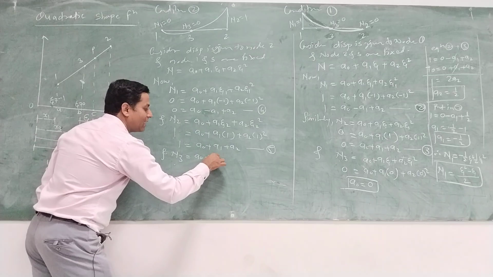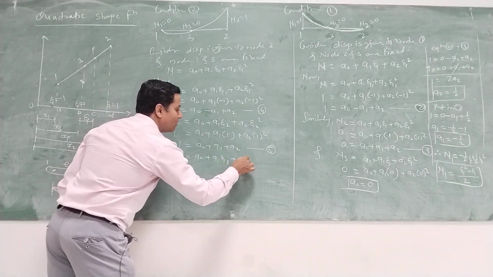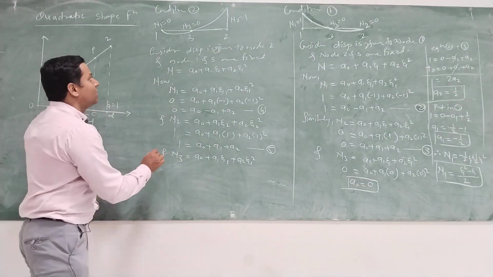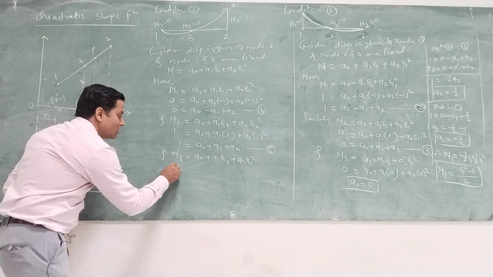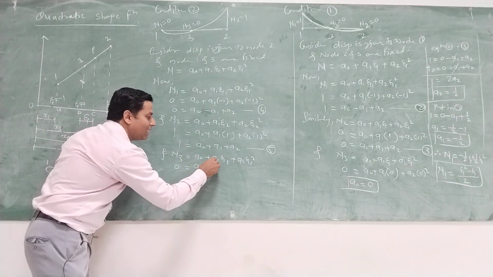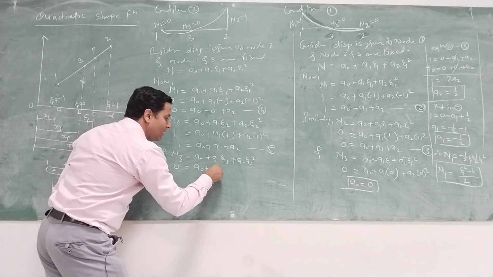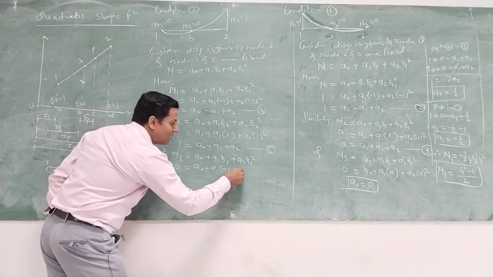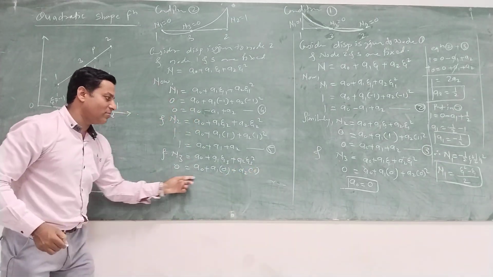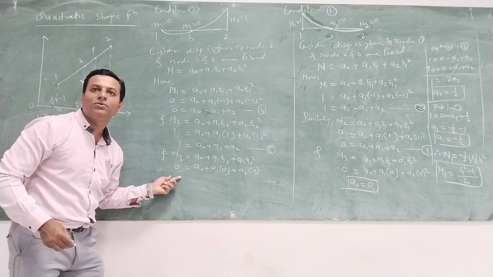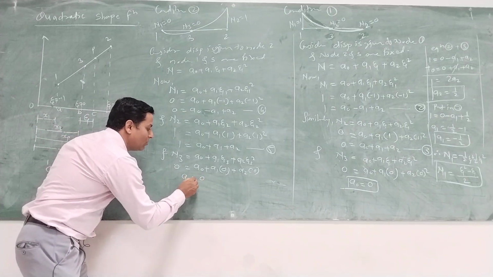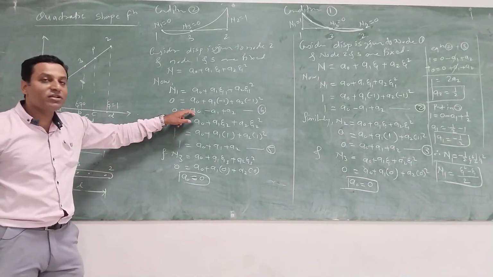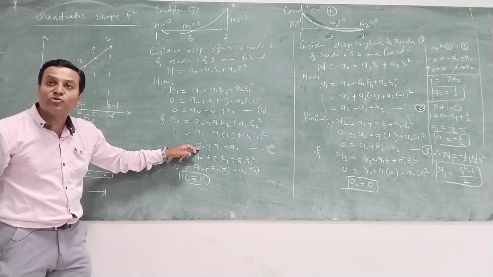a naught plus a1 zeta 3 plus a2 zeta 3 square. Now put the value of n3. n3 is 0. So 0 will be equal to a naught plus a1 into zeta 3, zeta 3 is 0, plus a2 into 0. So from this equation a naught will be equal to 0. If a naught is 0, then from equation 4 this term is 0 and this term is also 0.